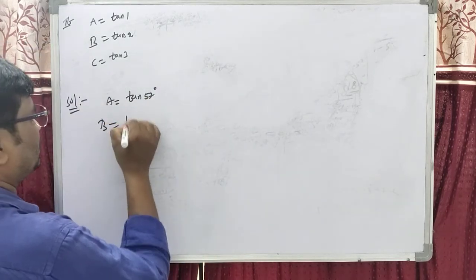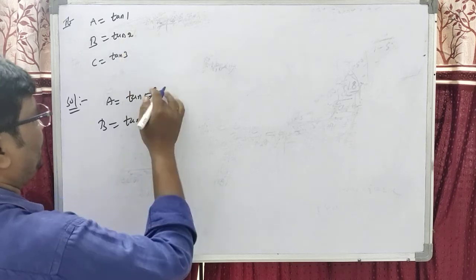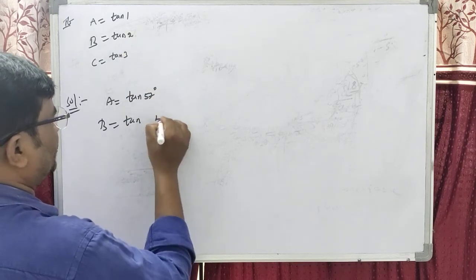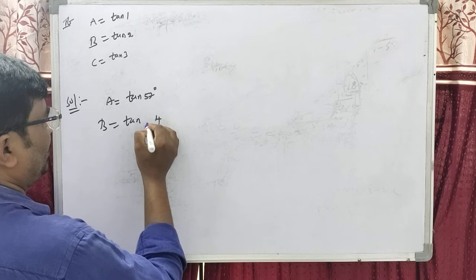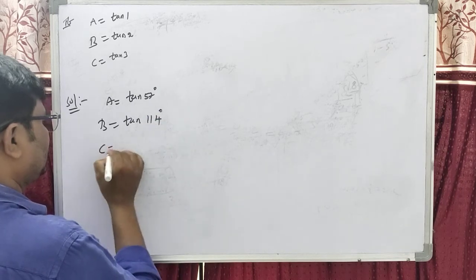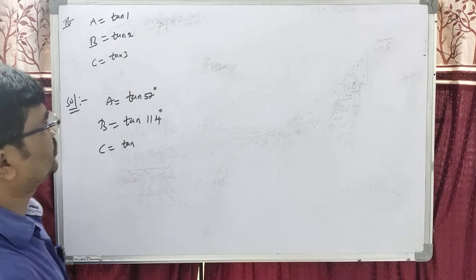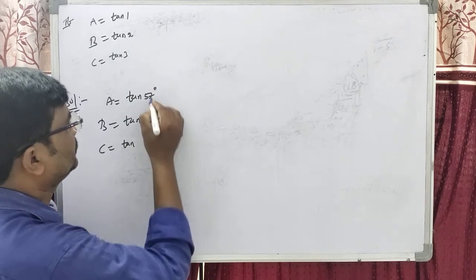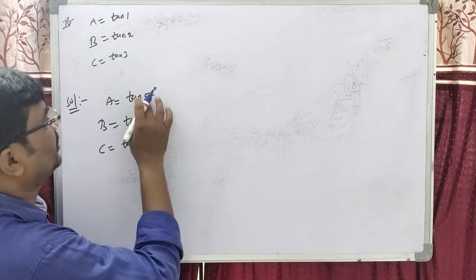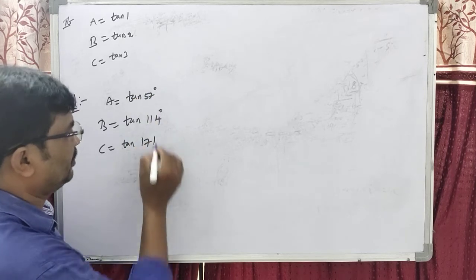Then another one, students, is 2 into 57. 2 7s are 14, 2 5s are 10, so 114 degrees. C is tan of 3 into 57. 3 7s are 21, 3 5s are 15, that is 171.